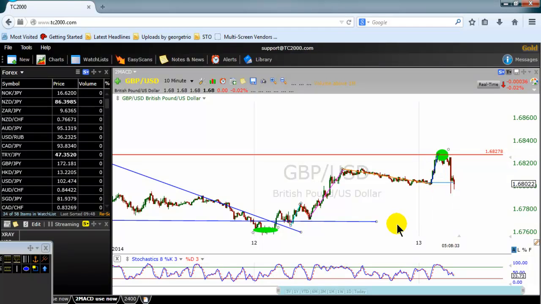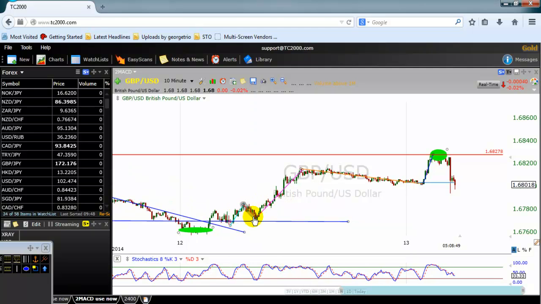How did any of these waves violate the wave principle? Which means wave 4 should not overlap, the fourth wave shouldn't come all the way into the section of the first wave. The second wave should not cancel the first wave. You try to see whether everything is aligned according to the wave principle. Is this a motive wave? Is it a corrective wave?